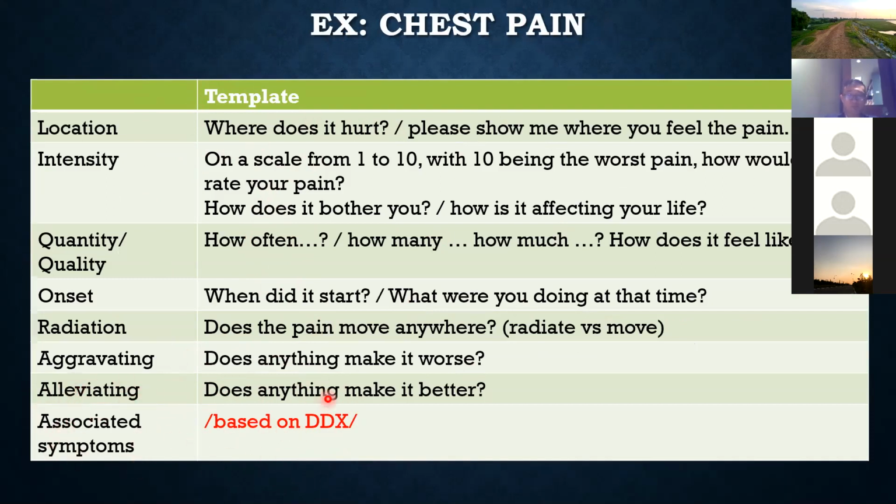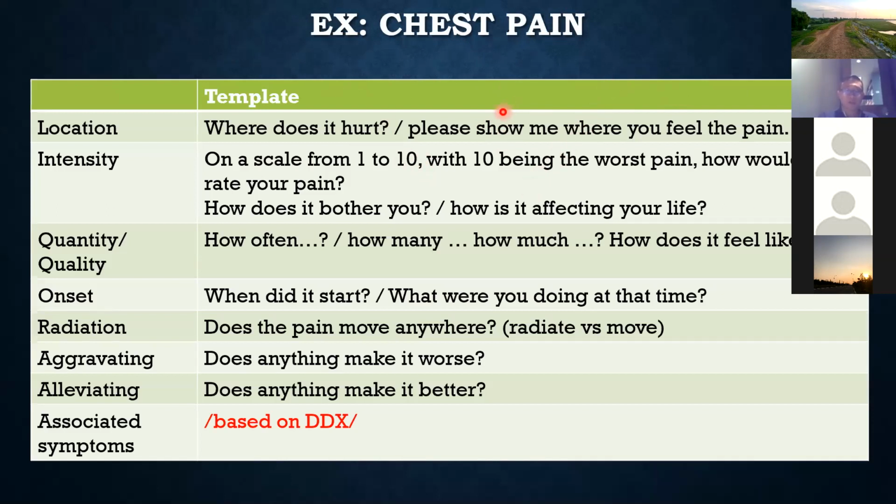associated symptoms. For example, when the patient has chest pain, what do you think in the differential diagnosis when the patient has chest pain? What do you think? Myocardial infarction, okay. Pulmonary embolism, maybe from the musculoskeletal, not only in the heart, maybe from the GI. Okay.